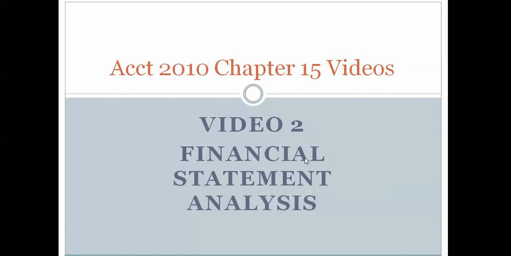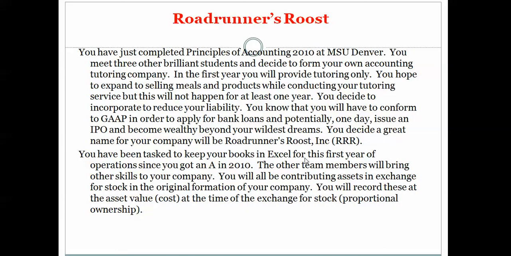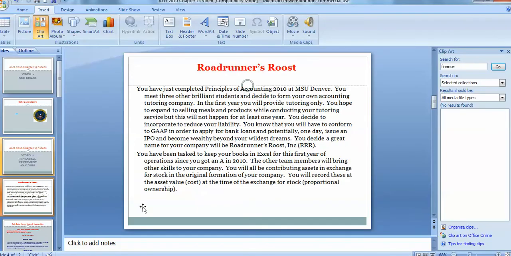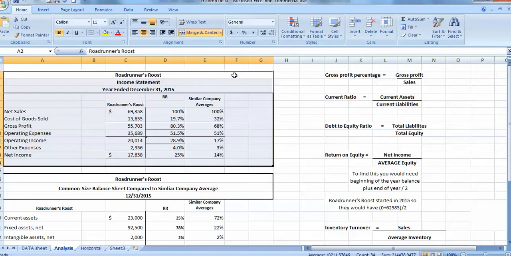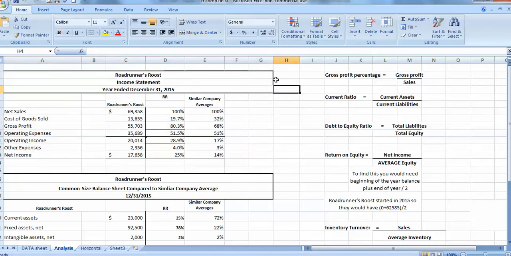There are three basic types of analysis that we will be talking about today. The first is a vertical analysis, the second a horizontal analysis, and the third are ratio analyses. In order to do this, we are going to use some numbers for our Roadrunners Roost company. We are going to be looking at a very basic analysis and very basic numbers, but it is enough to give you an idea of what will be going on. So I'm going to jump out to a spreadsheet that has some numbers for Roadrunners Roost, and we will use those to perform each of the three types of analysis.